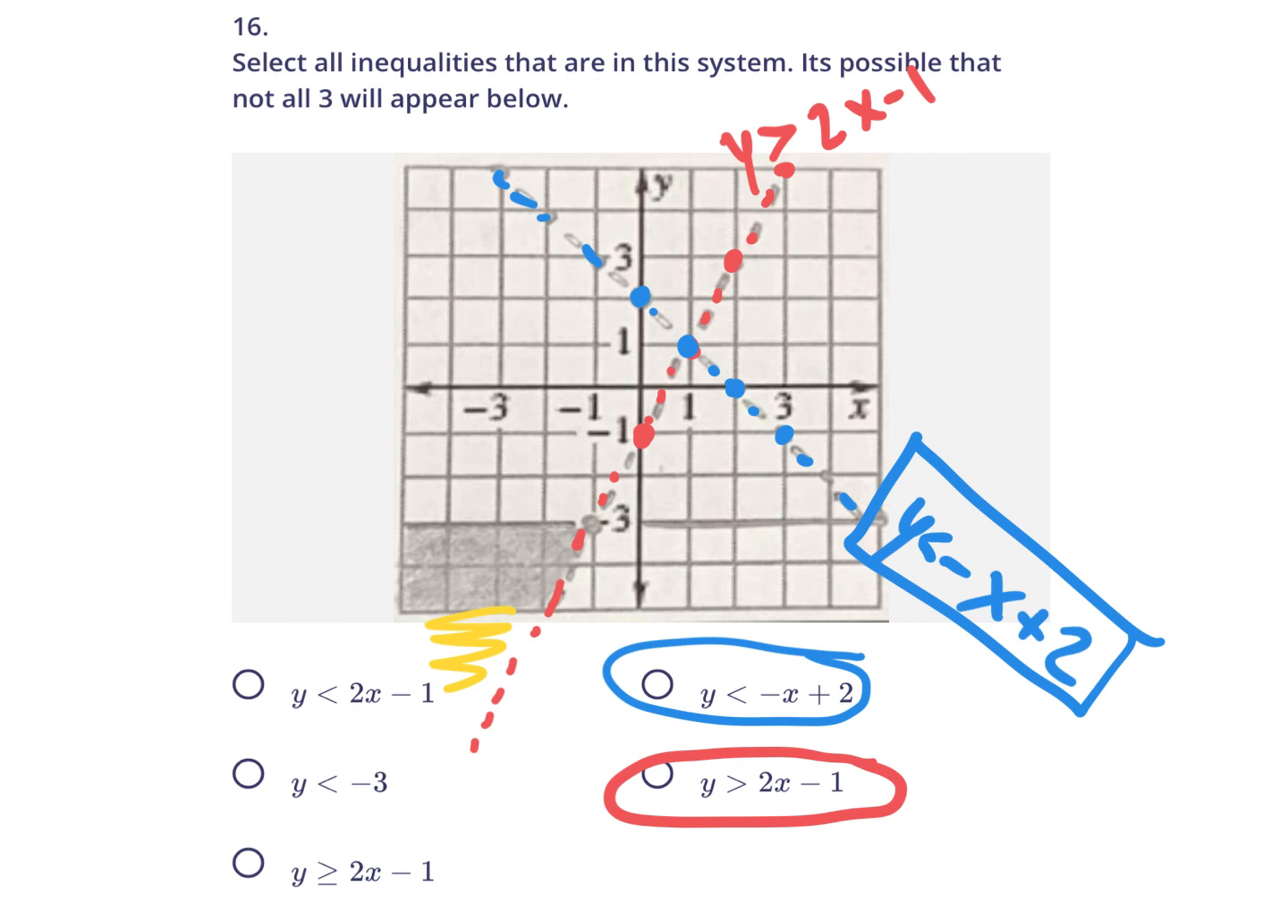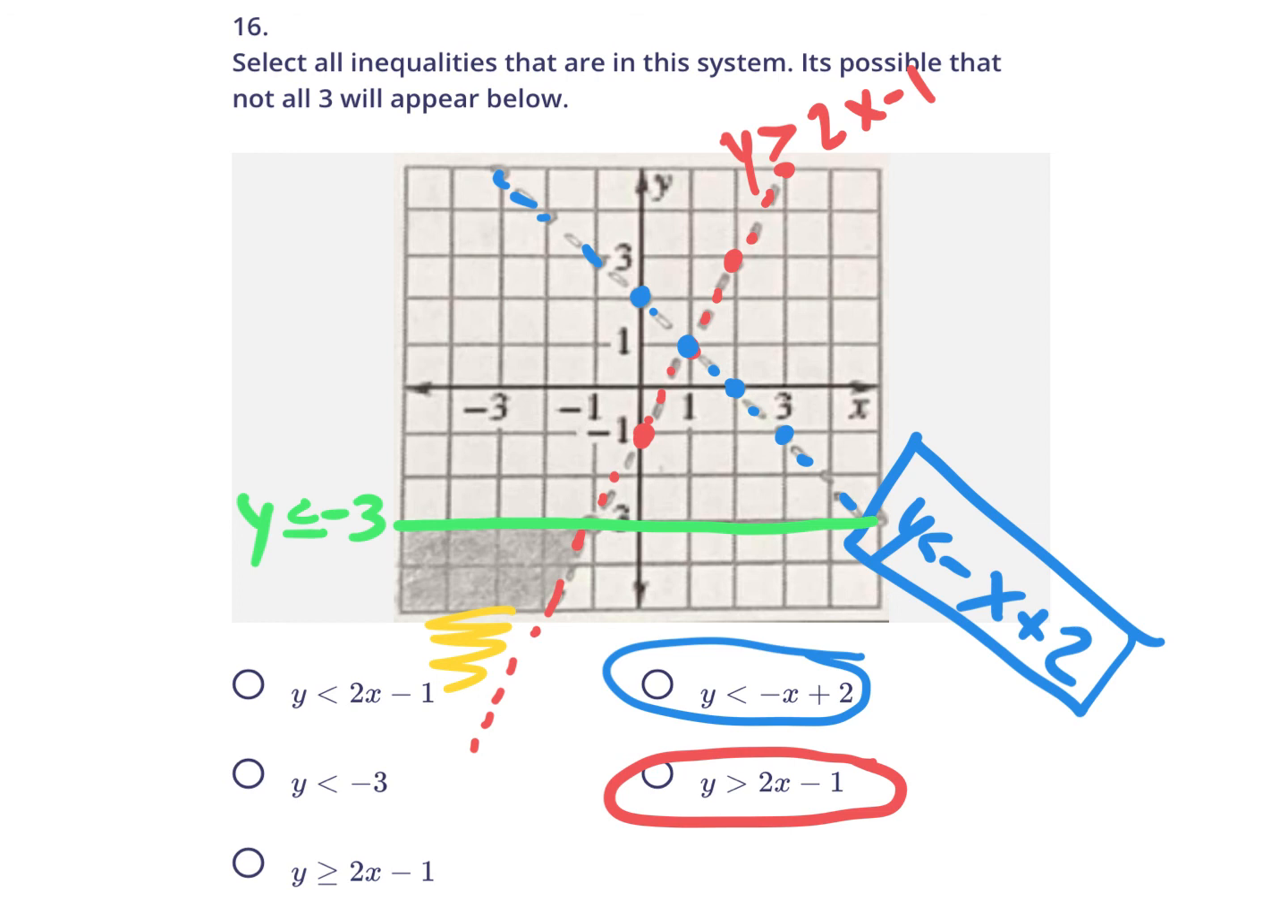And last but not least, let's do this one in green. It's a solid line, a solid horizontal line crossing the y-axis at negative 3. If it were just a line, it would be y equals negative 3. But we do have some shading involved. It is shaded below that green solid line. So that would be a less than or equal to. Again, the or equal to just means that that line is solid. So y is less than or equal to negative 3.